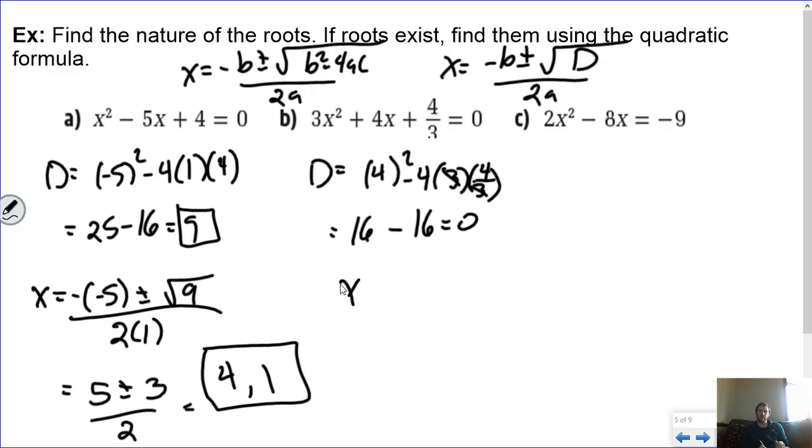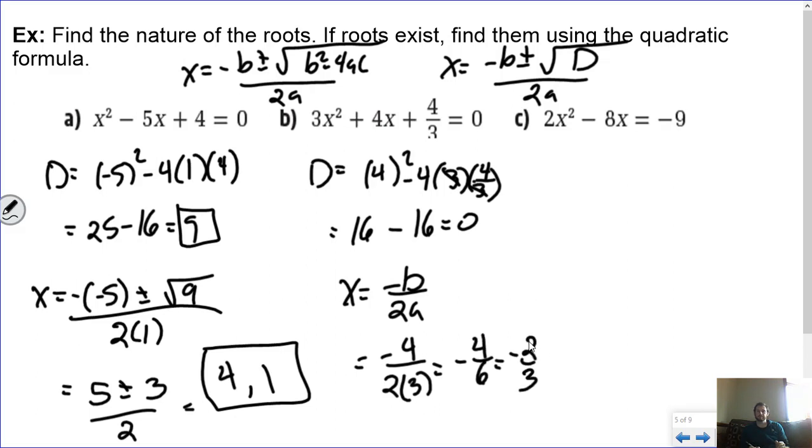So all I really get is x is going to be equal to negative b over 2a. Right? So negative b over 2a, plug my numbers in, so negative 4 over 2 times 3, or negative 4 over 6, which simplifies to negative 2 over 3.